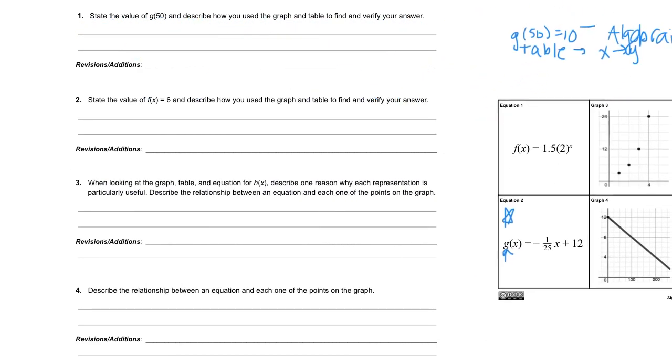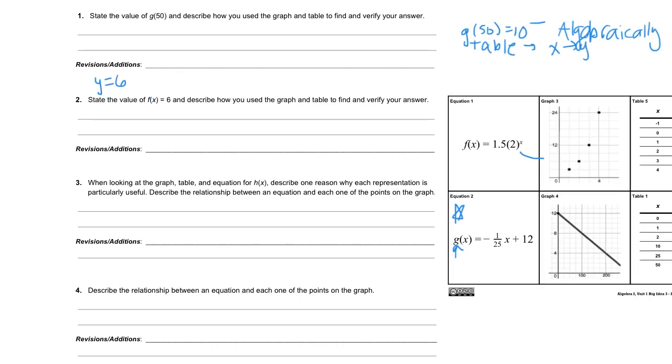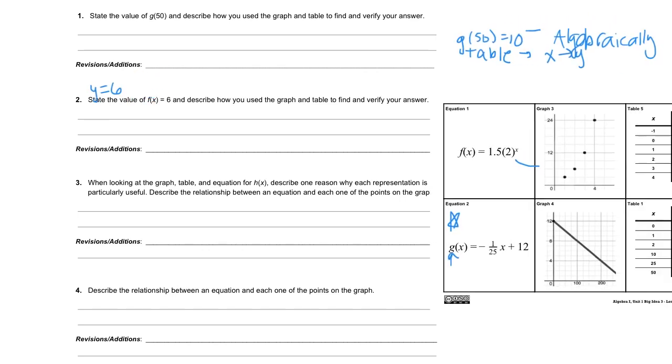Holy cow. All right, so now we're going to do f of x equals 6. Well, that is the same as saying y equals 6. And describe how you use the graph and table to verify your answer. So what I want to know is what x equals when y is 6 in the f equation, which is this one right here, the f equation, f of x. You've got 1.5 times 2 to the x power. So let's do this. Let's figure this out algebraically.